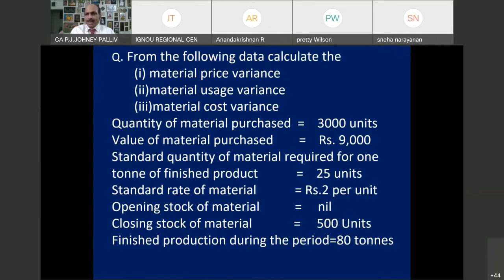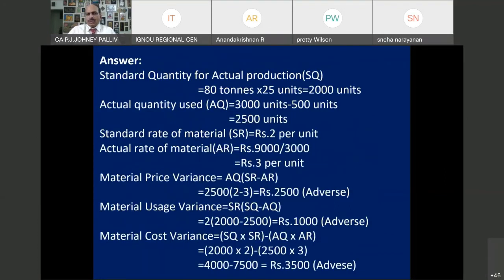Actual production is 80 tons, standard quantity is 25 tons, therefore, standard quantity required for actual production. What is the standard quantity? Standard quantity of raw material. For example, for manufacturing 80 shirts, if the standard quantity of cloth is given as 2 meters, therefore, the standard quantity for actual production of 80 shirts is equal to 2 into 80, that is 160 meters. In the same manner, we have to consider standard quantity of material required. This material is raw material for manufacturing finished product of 1 ton, 25. Therefore, standard quantity for actual production is 25 into 80, that is equal to 2000.